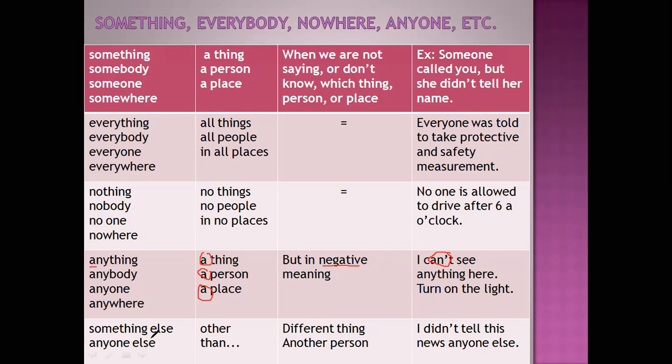Okay, let's move on. Something else or anyone else. What does it mean? It means other than, that means a different thing or a different person. For example, give me something else. It means not this one, but something other than this thing. Let's have a look at the example. Can you read it, Mariam?